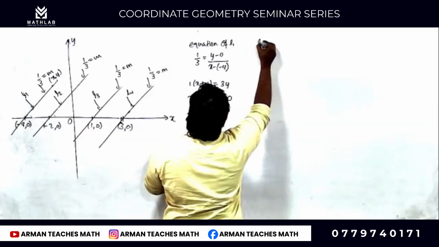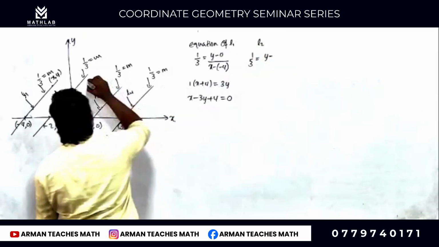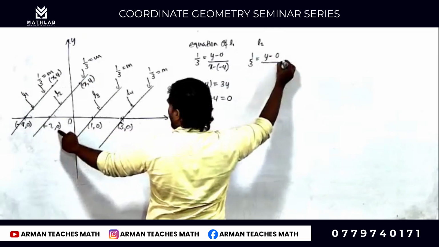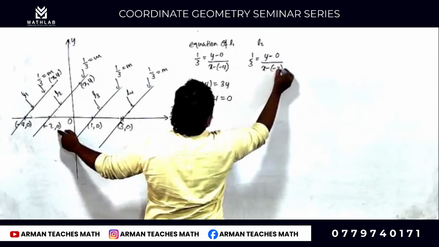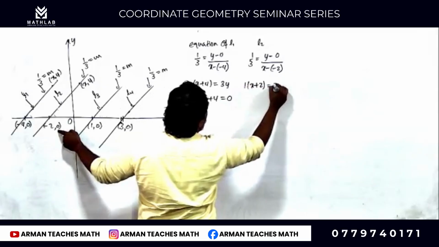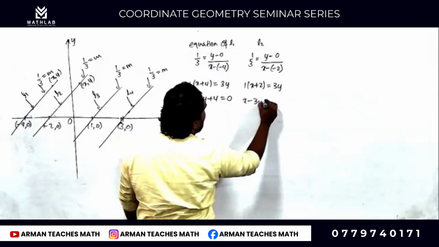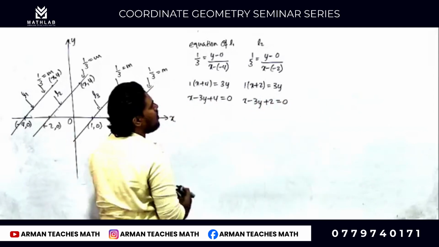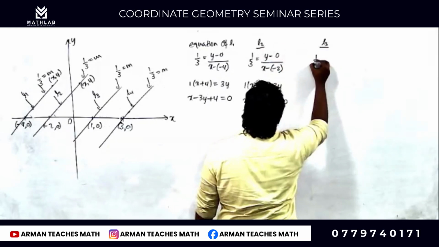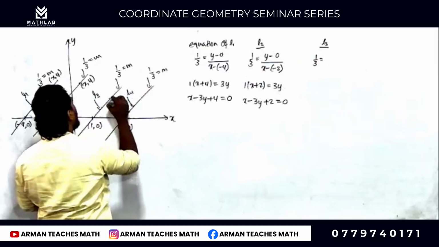Take the equation of L2. 1 over 3 is equal to y minus 0 divided by x minus minus 2, taking a general coordinate x comma y. Do it with me. So we get 1 times x plus 2 equals 3y. So we get x minus 3y plus 2 equals 0. Take L3. The gradient is equal to the difference of y coordinates. Let's take a general coordinate here, x comma y.